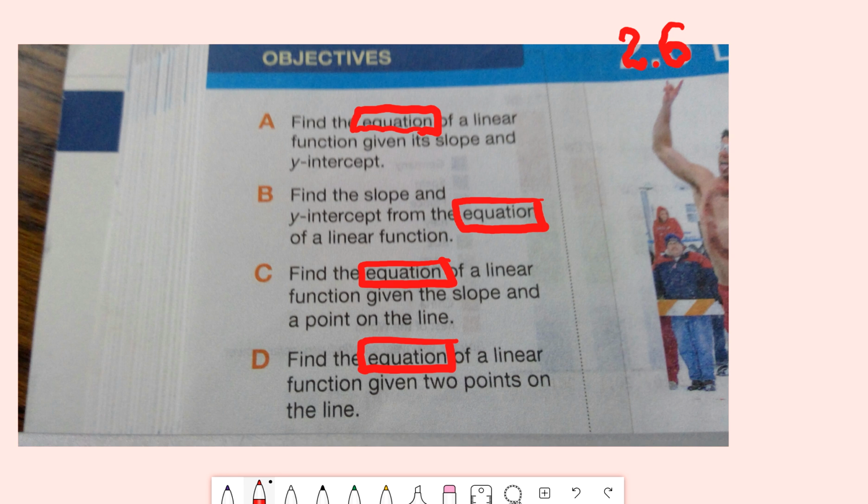All right, and there's 4 of them, and this one's very easy. I can tell you ahead of time: find the slope and y-intercept from the equation of a linear function. That will be easy. Then I'll show you how to do C and D. But first, let's talk about a linear function, shall we?